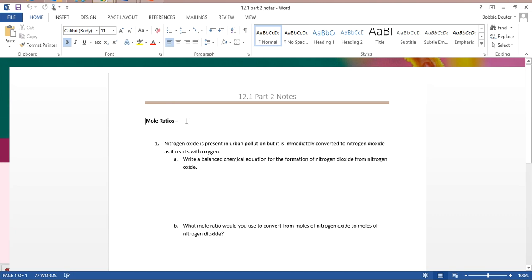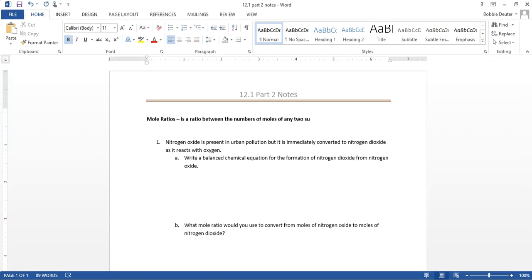Okay, today we're going to talk about molar ratio. So this is part 2 of section 1. The molar ratio is a ratio between the numbers of moles of any two substances found in the balanced chemical equation. So when you're starting to do this, you need to make sure that you have a balanced chemical equation.